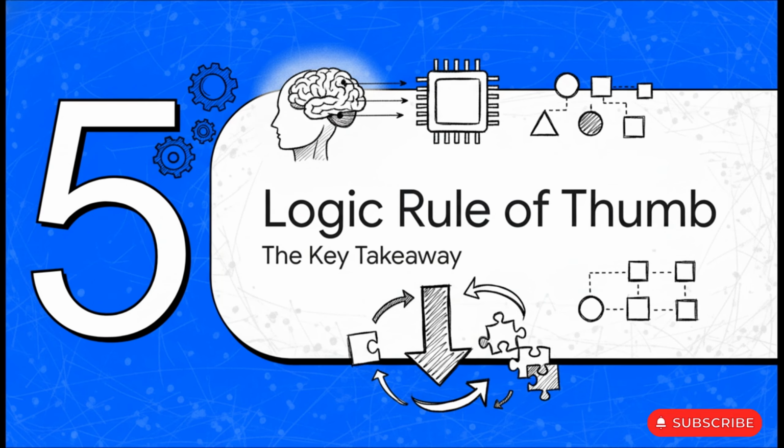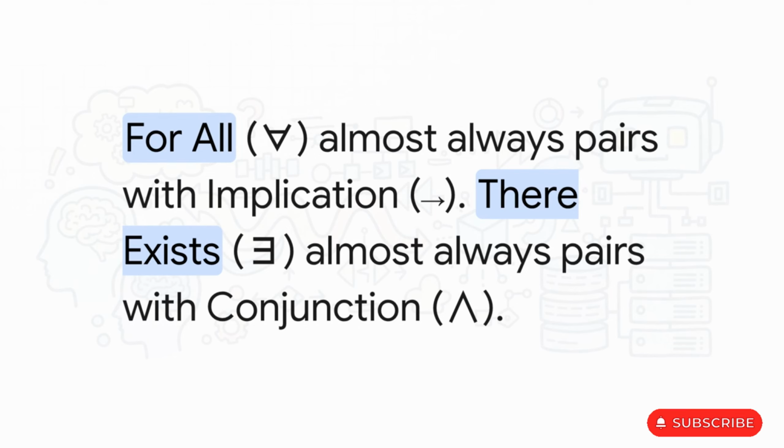So, we just walked through a pretty specific example, but this whole process actually uncovered a really powerful general rule. This is the big takeaway that's going to help you solve a ton of other problems in logic. Here it is, your rule of thumb. When you're translating a statement about all or everything, the for all symbol is almost always going to be paired with implication, the arrow.